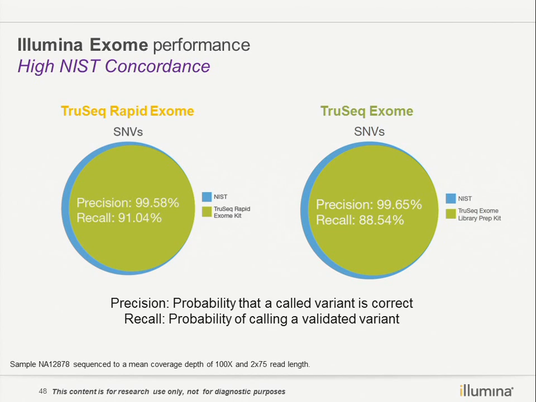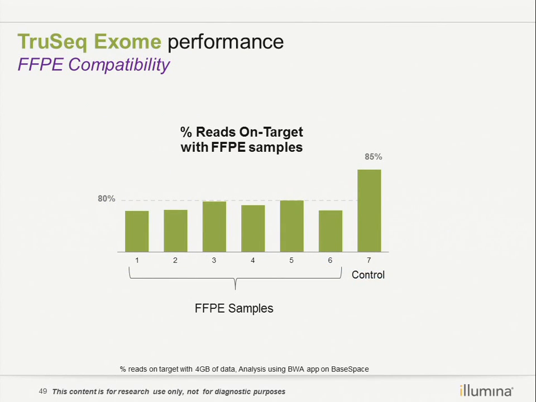And the recall rate, the probability of calling a validated variant, is approximately 90%. So that's the performance of these two kits. For FFPE samples, as I said, they are more challenging. Using our exome kits, here's a normal sample, so we can have 85% of the on-target rate. But for FFPE sample, when we do the test, we can still get this value very close to 80% on-target rate.